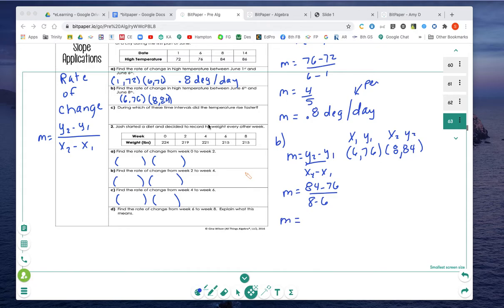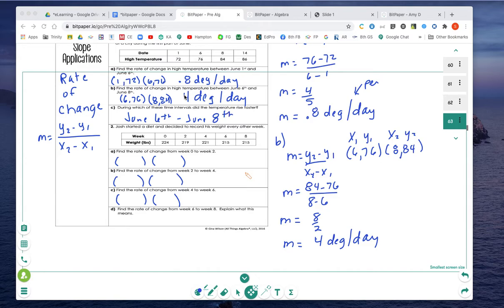M equals 8 over 2. M equals 4, label it, degrees per day. So 4 degrees per day. All right, let's take a look at C. It says, which of the time intervals did the temperature rise faster? So in our first time interval, it rose almost 1 degree. In our second one, it rose 4 degrees. So the interval that we're looking at would be June 6th through June 8th.